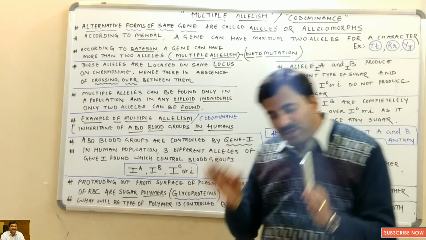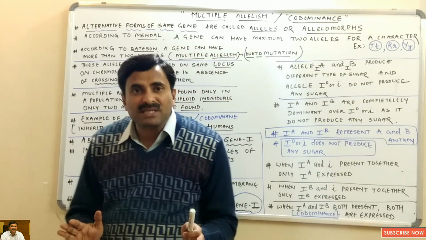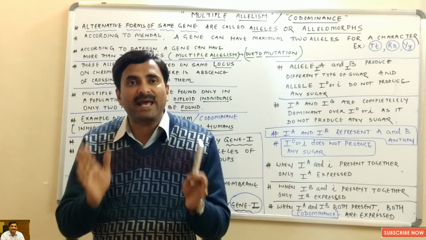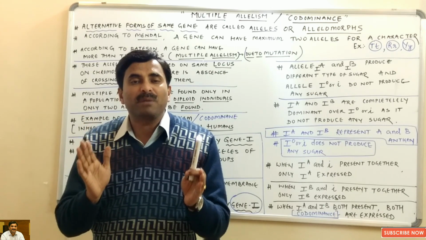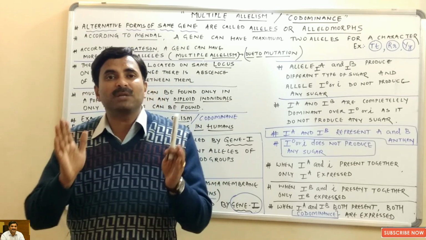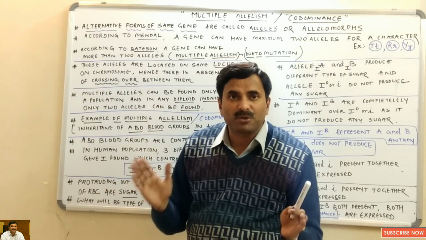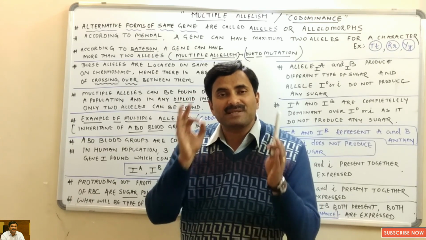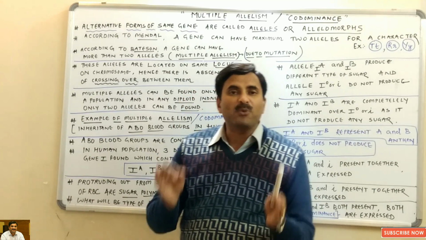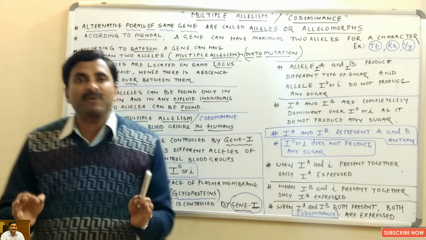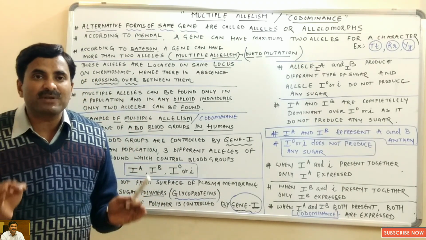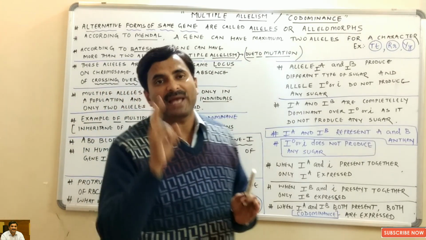Why? Because a diploid individual can have a maximum of 2 alternative forms for a gene. That means a diploid individual can have a maximum of 2 alleles, but not more than 2. But multiple alleles can be found in a population. So the point to be clear is that multiple alleles can be found only in a population. They cannot be found in a single, diploid individual. A diploid individual can have a maximum of 2 alleles only.